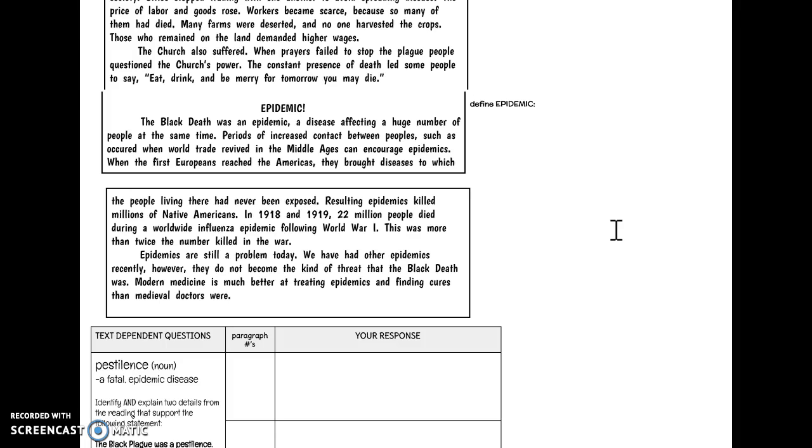Okay, so if you have not yet, you should have highlighted some vocabulary words, and then you're going to use one writing color to define them.